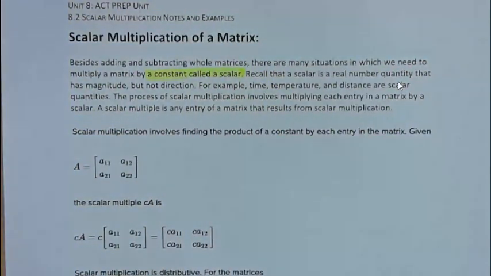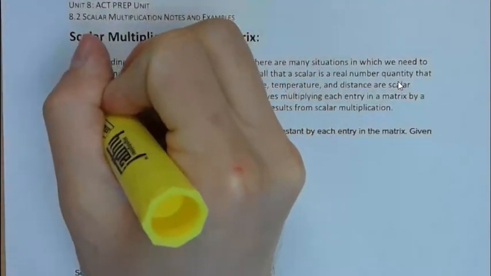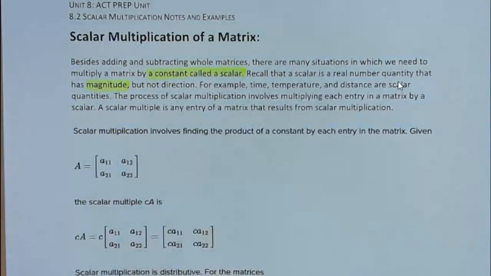A scalar quantity is different from what is known as a vector quantity. We're going to be talking about vectors later on in this chapter, but for now we're going to stick to what are called scalar quantities. Basically, scalars have what is called magnitude. Magnitude is just how much of a thing you have.